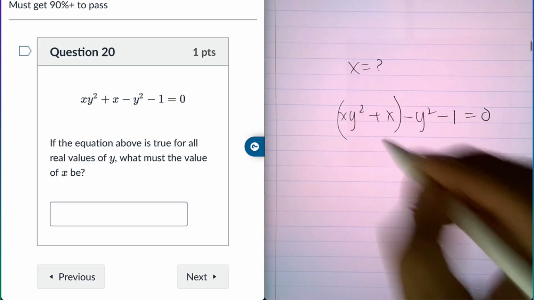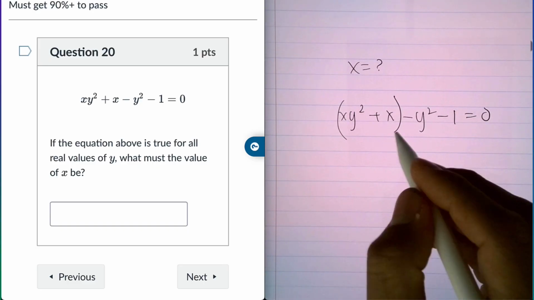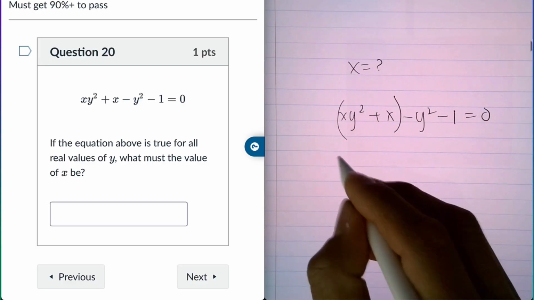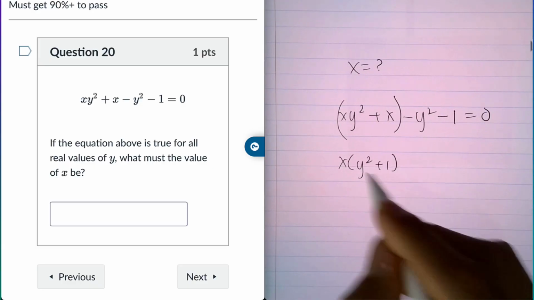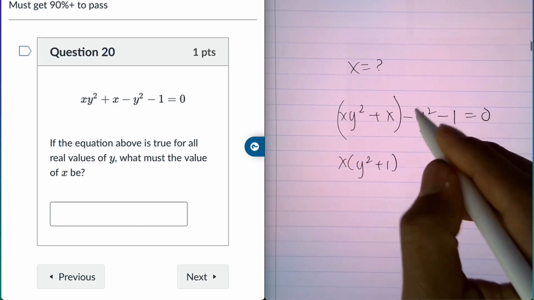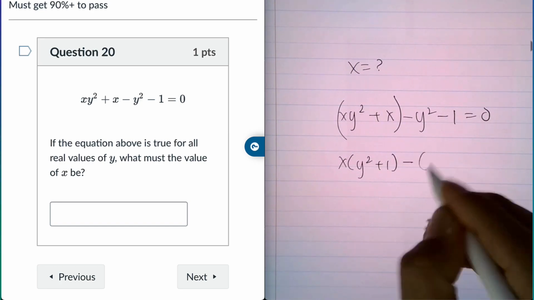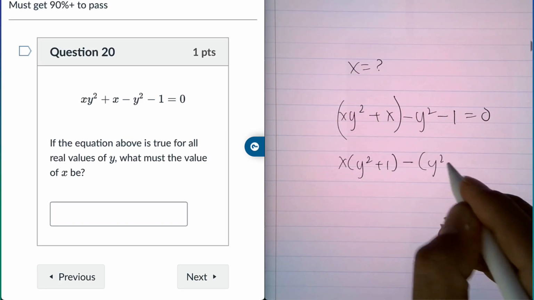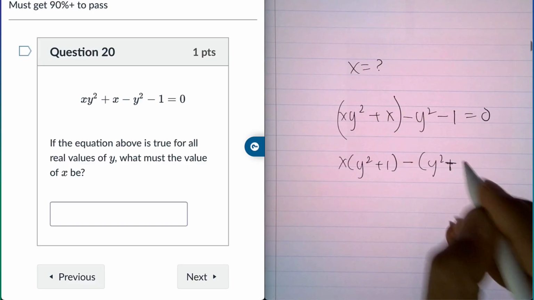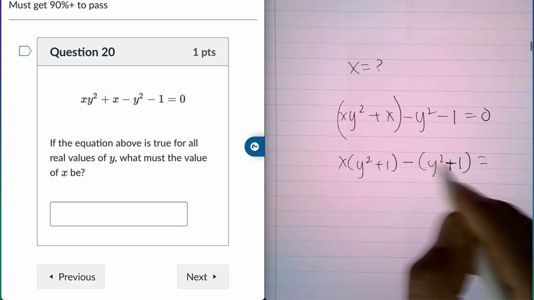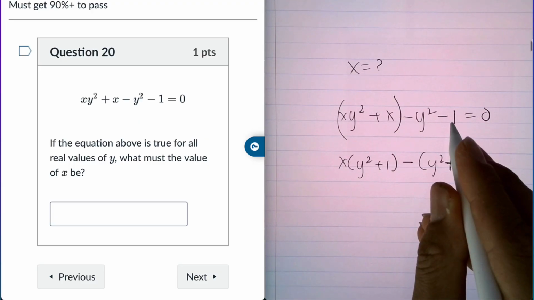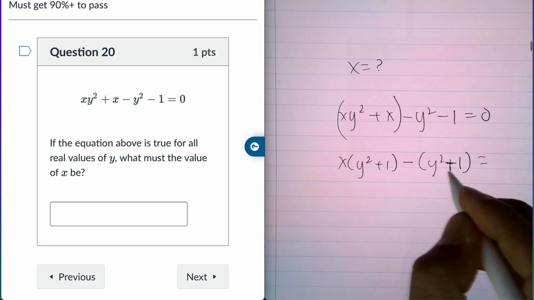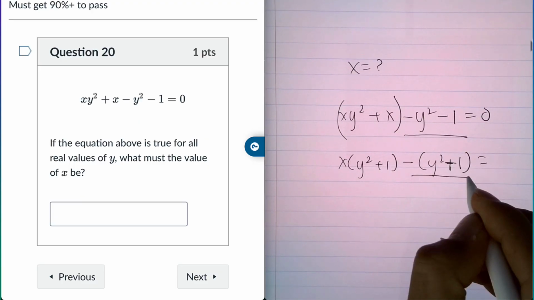So I'm going to first group these together. I'm going to factor out the x. I get y squared plus 1. And you might wonder, how is that going to be equal to this? Well, there's a minus sign in front, and when you put the parentheses, you need plus here, because negative times positive will give you negative. So this is essentially this.